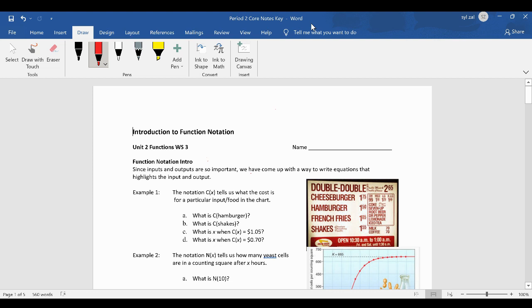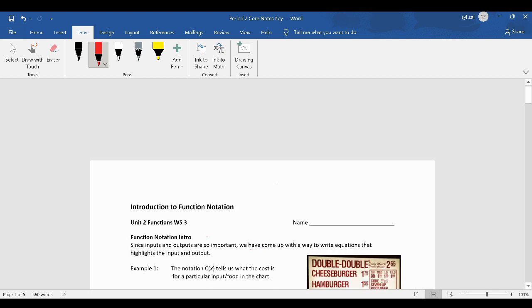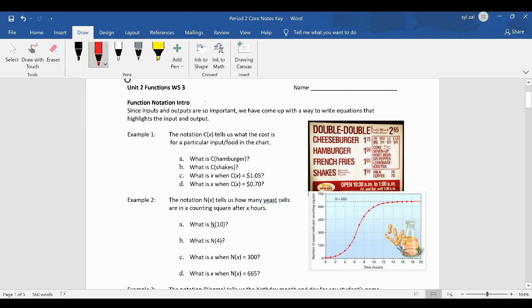Today we're going to be doing an introduction to function notation. Since inputs and outputs are so important, we have to come up with a way to write equations that highlight the input and output. The notation C of x tells us the cost for a particular input or food item, C being your cost, x being the food item that you put in to get the cost out. You first need to purchase the item to get the price.